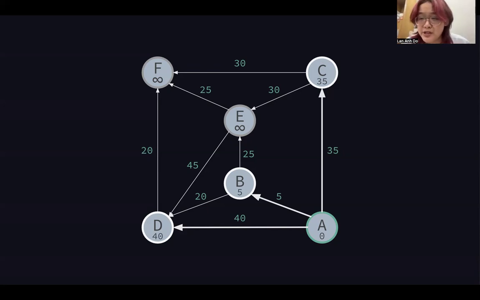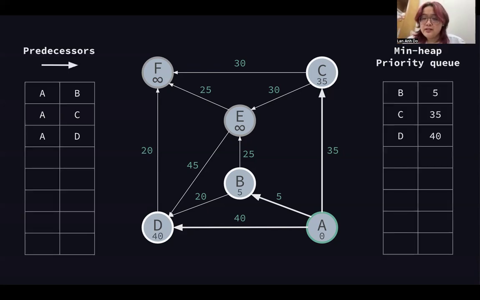And the next thing I need to do is keep track of a predecessor list and a min-heap priority queue. That just means that I'll keep track of these nodes B, C, D with the minimum distance required to travel to them, and then a predecessor list with A being the predecessor of B, C, and D. Makes sense, right? Okay, moving on. Next thing we need to do is pop off the top element in the min heap, which in this case would be B.